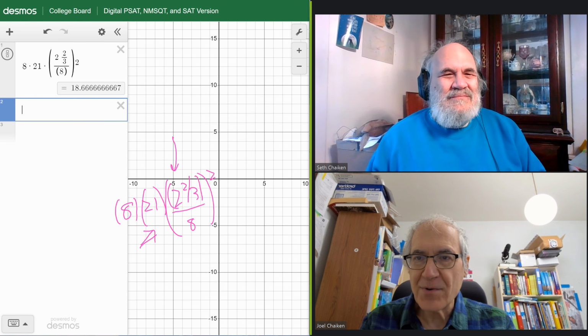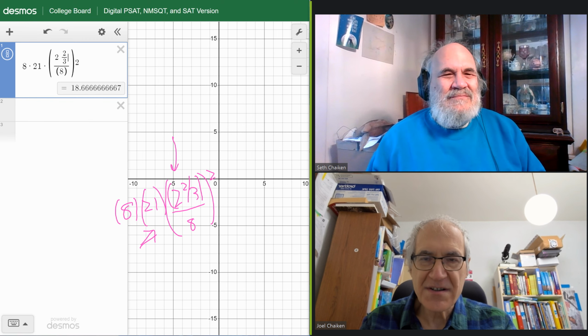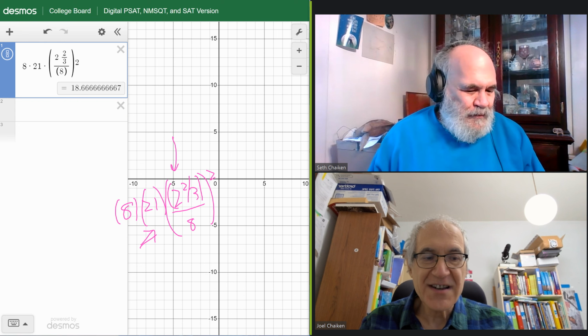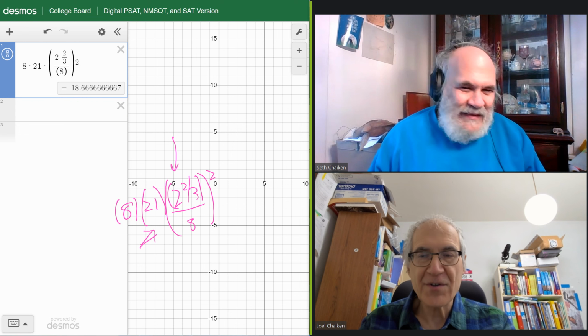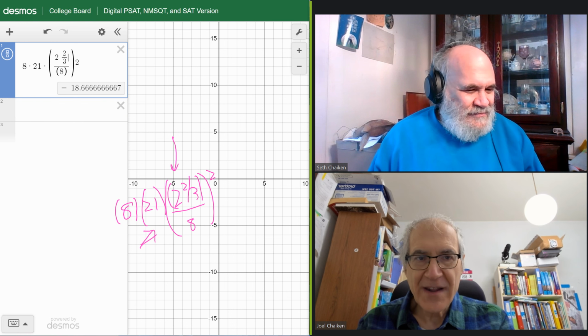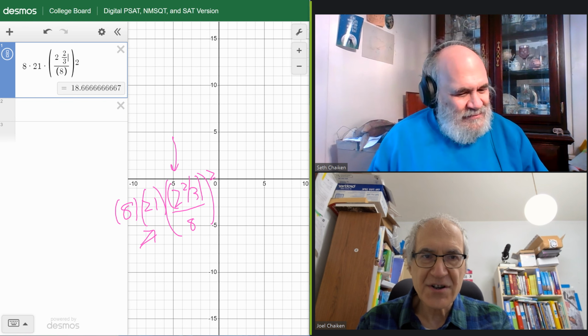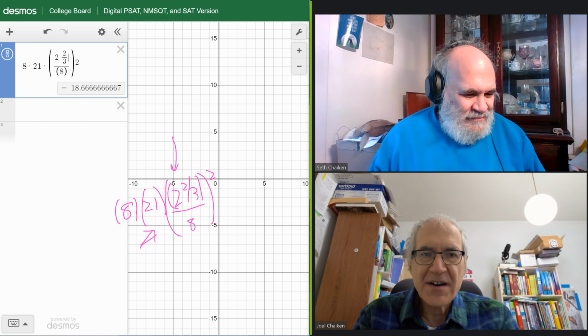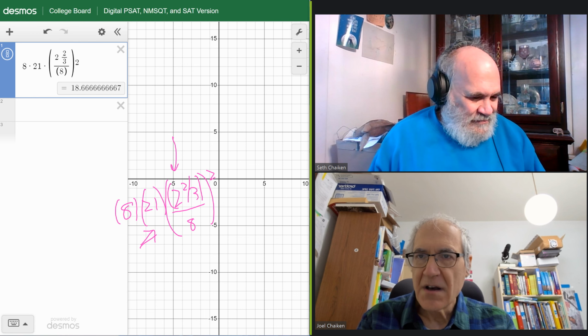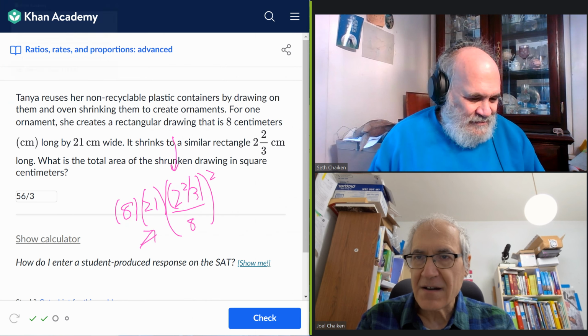Oh, that is a good point. You never really had to convert this to 2.666667. You could have typed it in as 2 2/3. So we're learning things about the calculator. This is why it is very important for you to practice using the Desmos calculator when you're practicing both in Khan and in Blue Book for the digital SAT. Okay, so we're done with that.